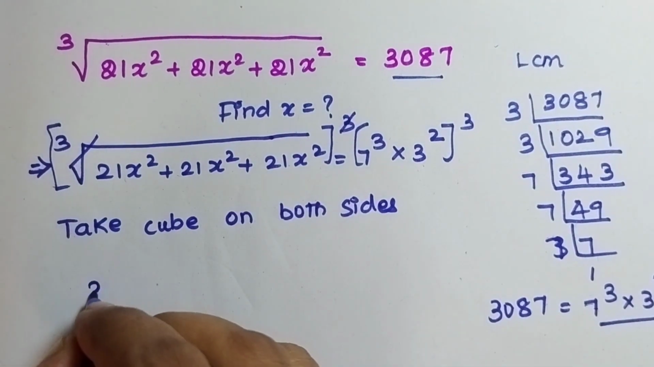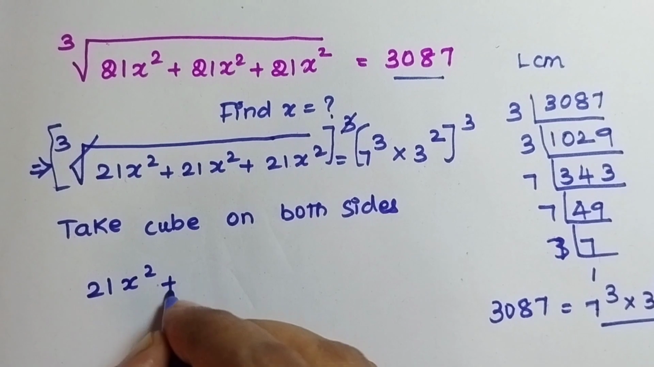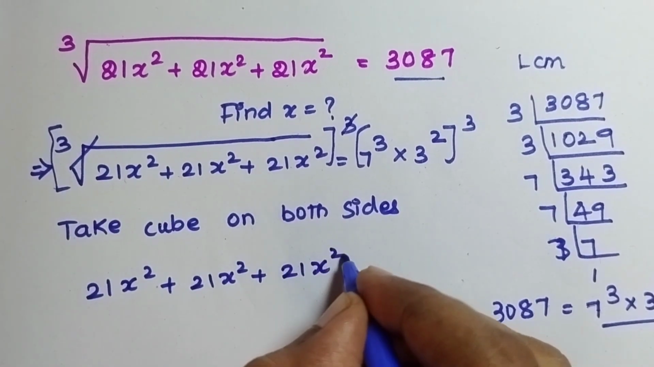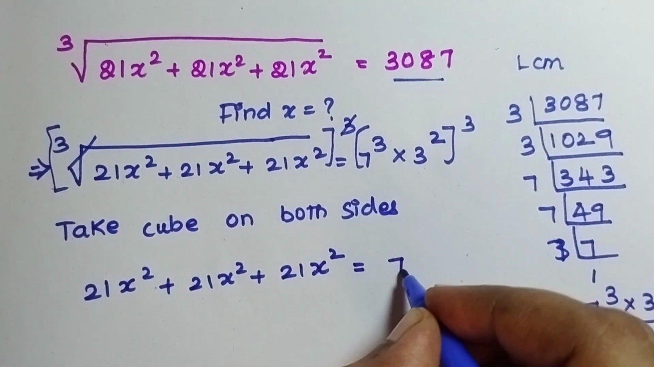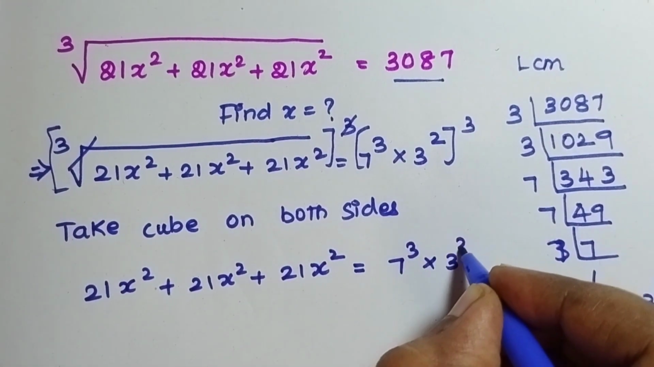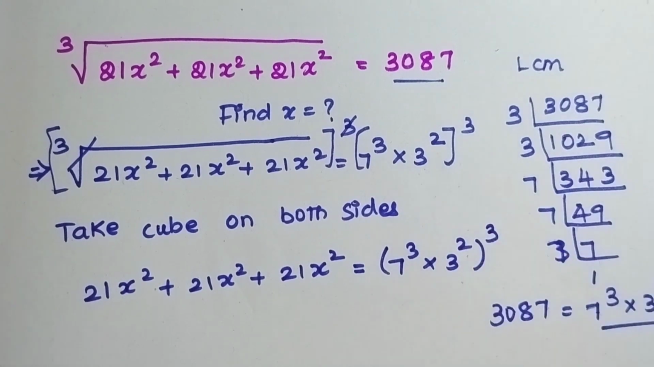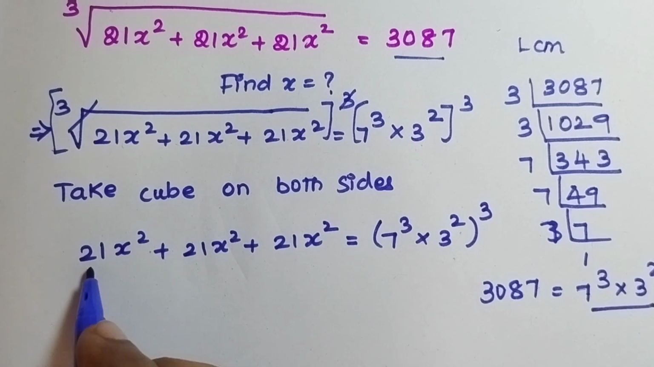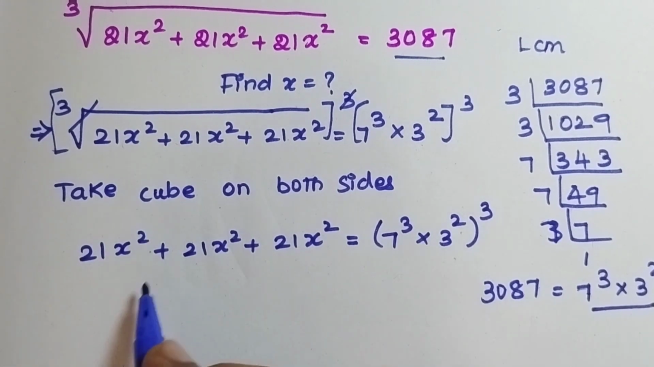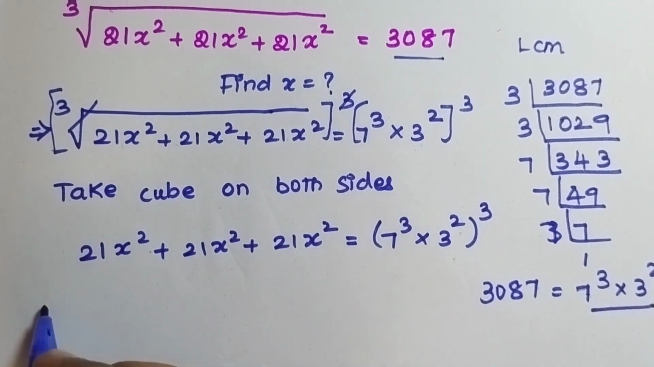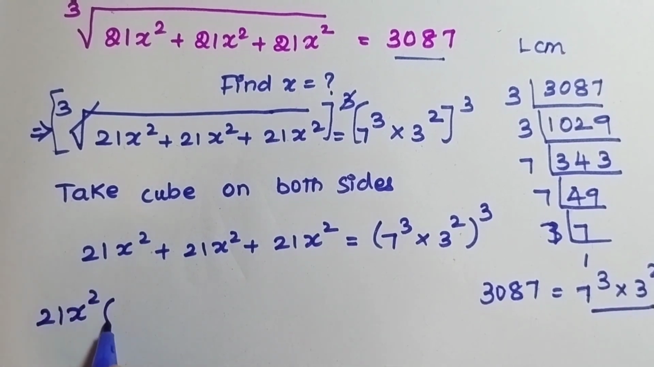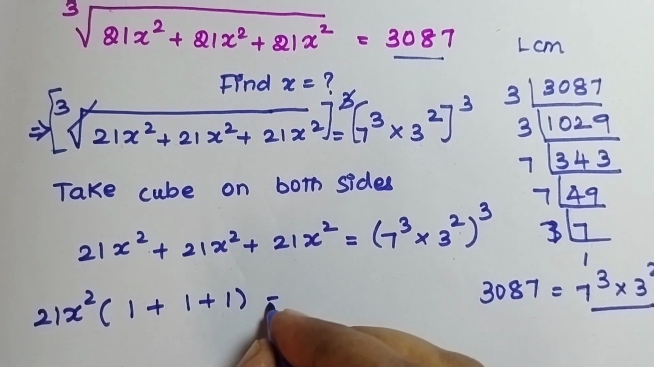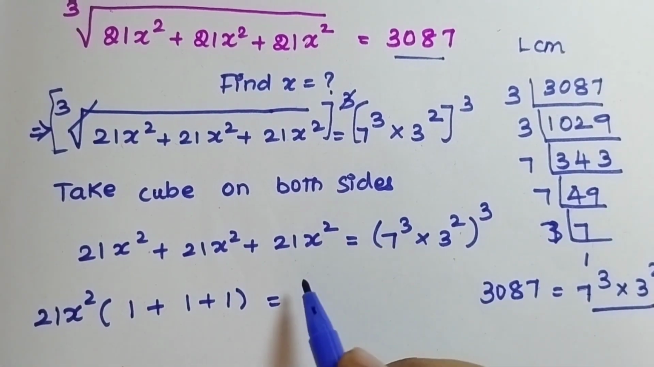Now I am cubing both sides, therefore the cube and cube root get cancelled. Remaining is 21x square plus 21x square plus 21x square is equal to 7 cube into 3 square, the whole power cube. If we see here, 21x square is common in the 3 terms. If I take that out, remaining is 1 plus 1 plus 1.